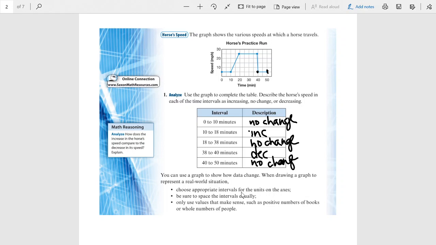When drawing a graph to represent a real-world situation, these are the things that we should follow. Appropriate intervals for the units on the axes is really necessary. Be sure to space the intervals equally. This graph up here with the horse's practice run would look very different if I had from 0 to 10 and then 10, and then the next one would be, let's say, 18, and then we jump all the way to 40 and then 50. This would be very different. We have to have consistent intervals to make sure that we are representing the graph correctly. And then only use values that make sense, such as positive numbers of books or whole numbers of people.